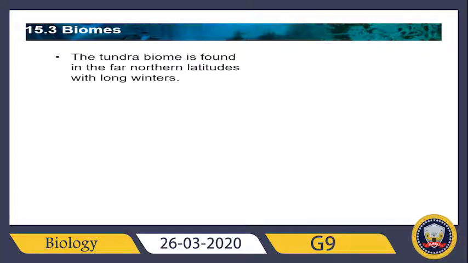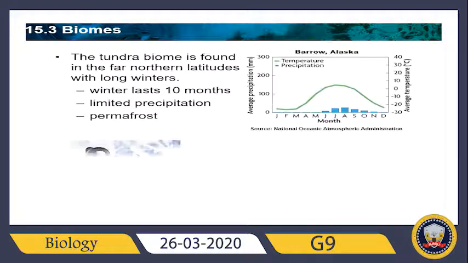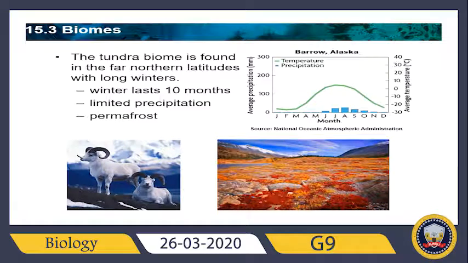The tundra biome is found in the far northern latitudes with long winters. Winters last 10 months. Limited precipitation. Permafrost. What is the meaning of permafrost? You find it's primal, kind of like it's the beginning of life on Earth. This is how life started on Earth. Okay.